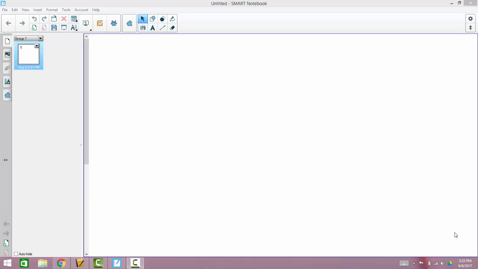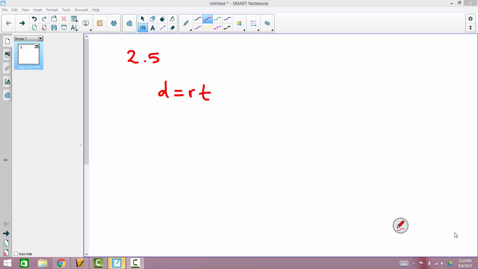What a great day to do some more math. We are going to start with Chapter 2, Section 5. And this whole unit is about solving for a variable. So we're going to get a letter alone. You might remember the equation d equals rt. That's distance equals rate times time.